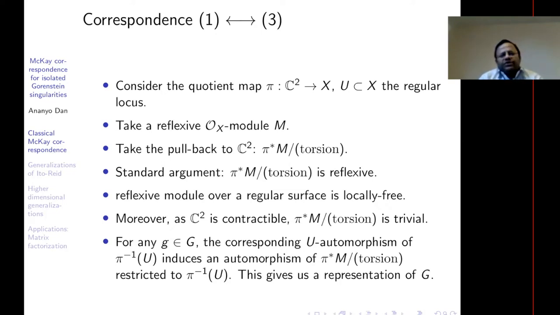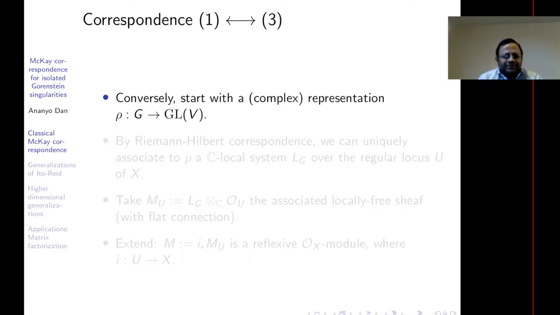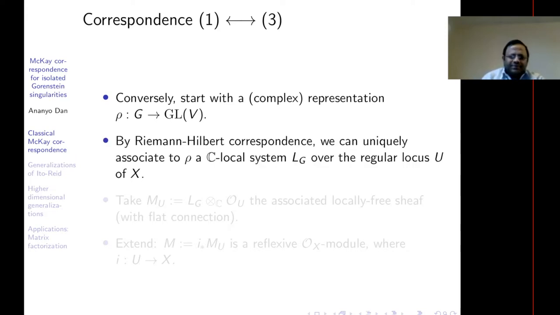Okay, now we are going to do the converse. We are going to start with a representation and we are going to go to a module. So we start with a representation of G. And then by the Riemann-Hilbert correspondence, we know that there is a unique local system. By local system, I mean a locally constant sheaf in the analytic topology. There is a local system on the regular locus of X.